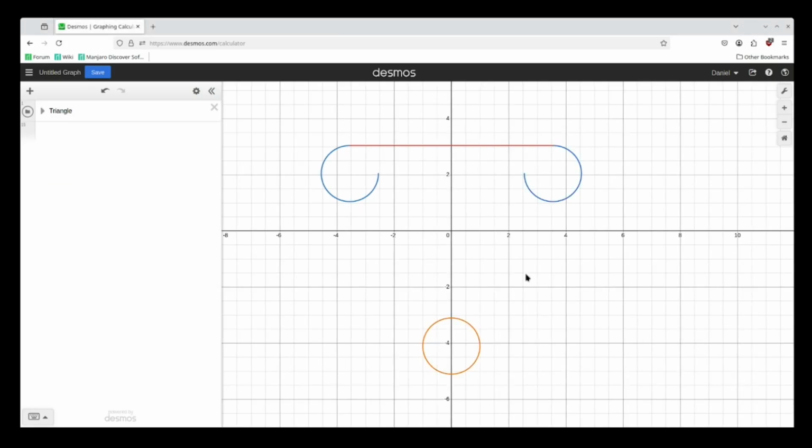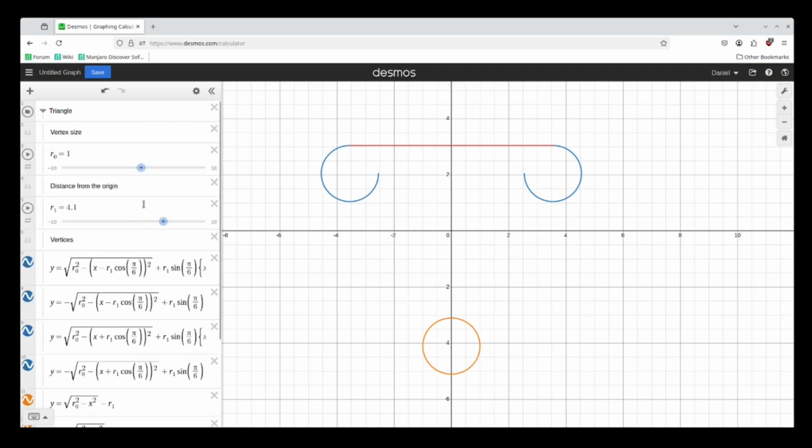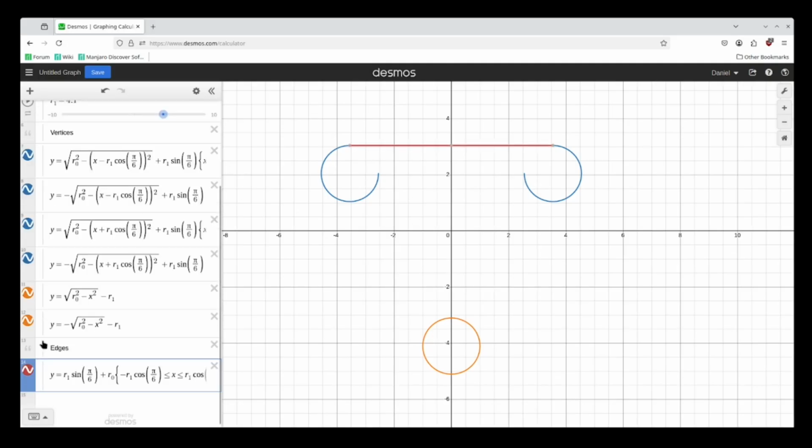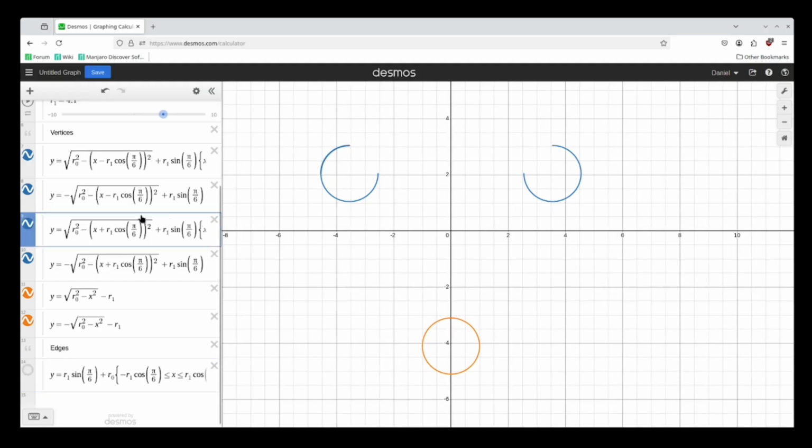Alright, now I'm going to show you how you can connect these two vertices together. First off, I'm going to hide the lines that we're not interested in. So that would be the edges and also this vertex that we're not working with yet.